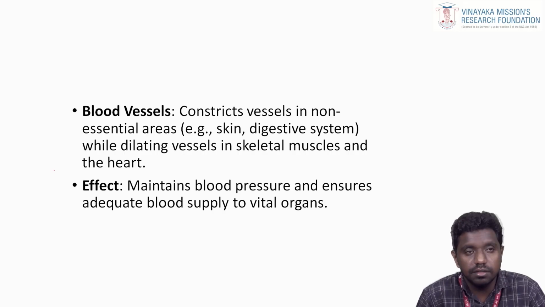Skeletal muscle means increased output to the legs and hands. For example, if a dog is chasing us, we have to run. For those activities, our blood vessels dilate in the skeletal muscle area, enhancing blood flow to the legs and hands, and then we can run fast. These effects maintain blood pressure and ensure adequate blood supply to vital organs.